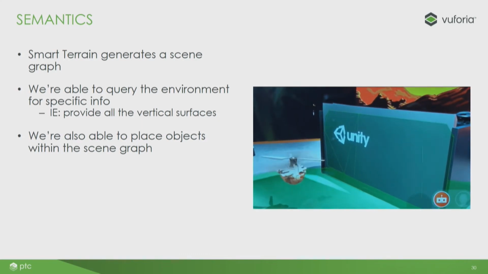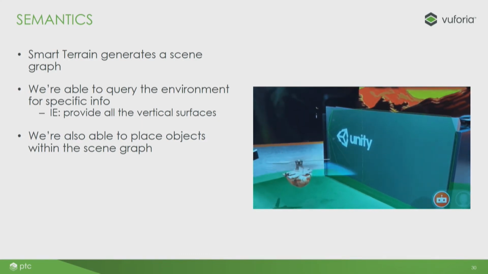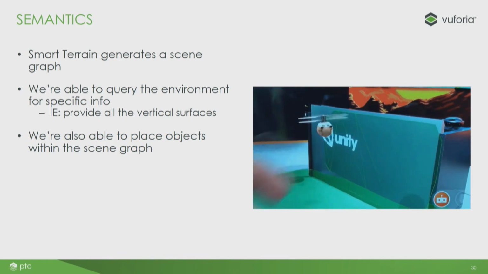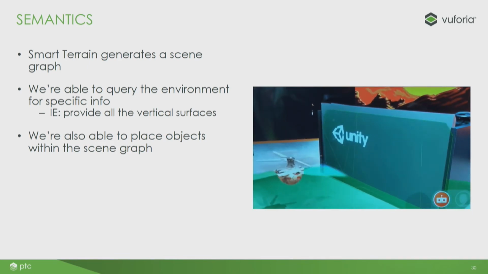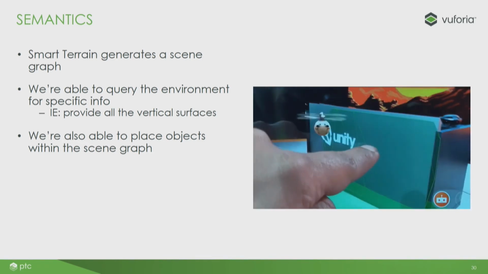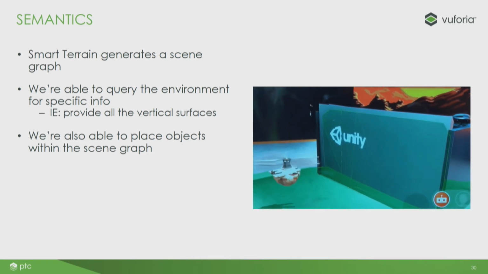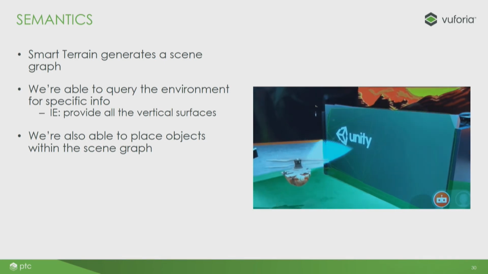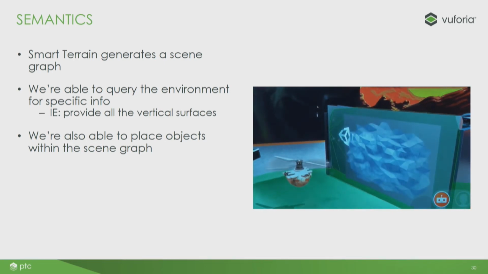Now, on top of that, once we have this scene graph, we can insert our own content on the scene graph, on these surfaces. So in this video here, we're seeing the game is placing an ice block on top of a vertical surface. If the same action were to happen on a horizontal surface, it wouldn't do that.